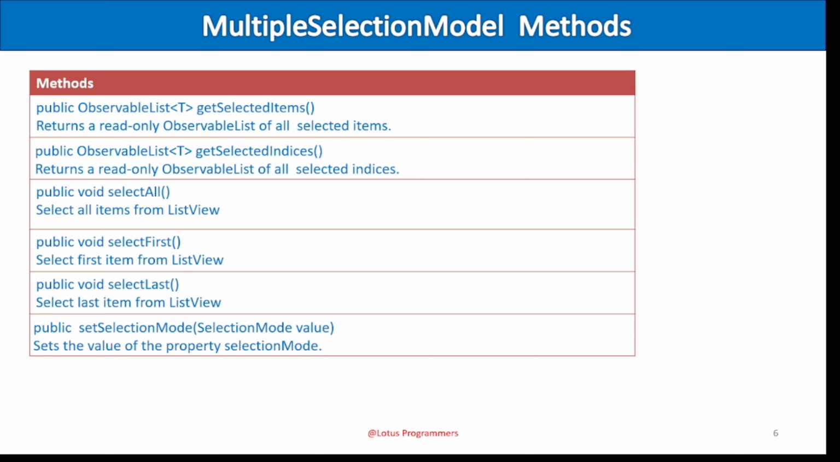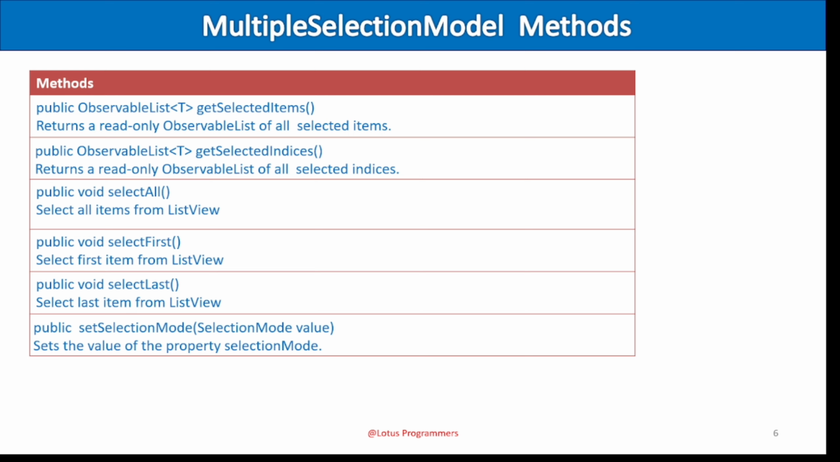Suppose you would like to select all items from the list view, on the MultipleSelectionModel we have to call the selectAll method. Suppose you would like to select the first item from the list view, we have to call the selectFirst method. Suppose you would like to select the last element from the list view by default, we have to call the selectLast method. Suppose you would like to retrieve all selected items from the list view, we have to call the getSelectedItems method.